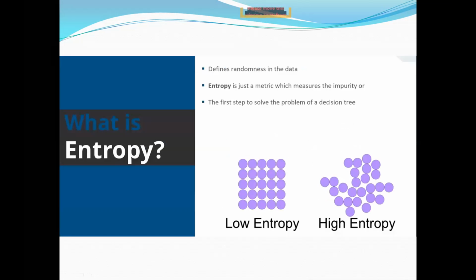So what exactly does entropy say? By definition, it defines the randomness in the data. That is what entropy measures. Simply put, it is a measure of impurity, right? Entropy is just a metric which measures the impurities. The first step in solving this decision tree problem needs this impurity. Where do we have to start? Am I right? If the data has no impurity, we can't build any decision tree.